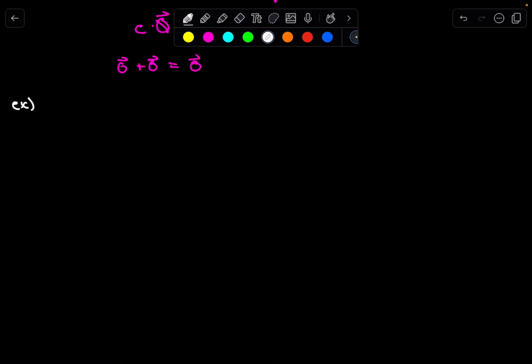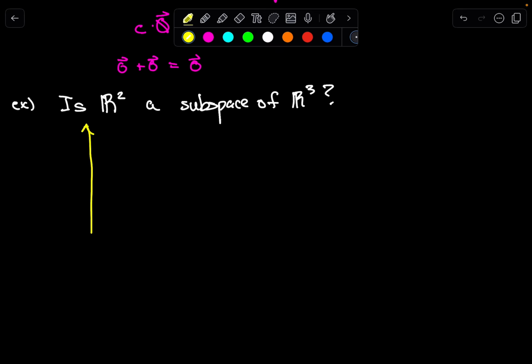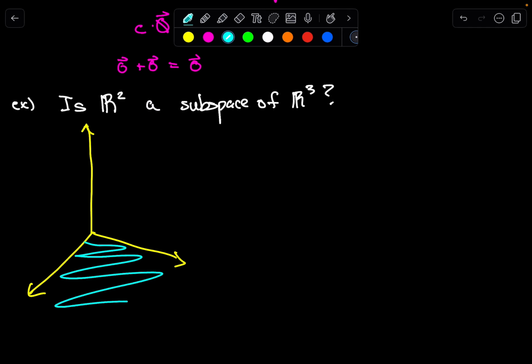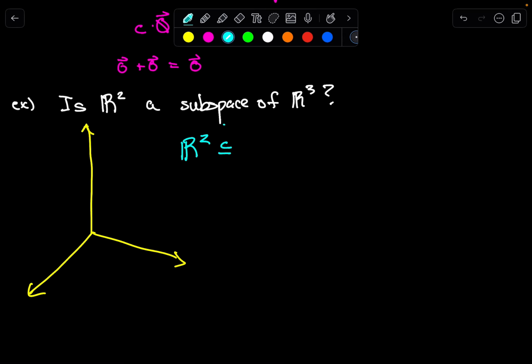Here's an interesting one. For example, is R2 a subspace of R3? You might think that if I draw R3, R2 is just down here, it's inside of it. So first off, we need R2 to be a subset of R3. The first thing we have to ask is, is R2 a subset of R3?